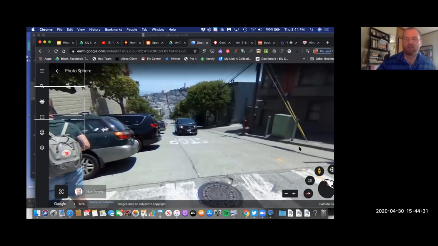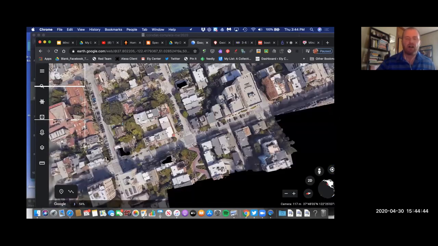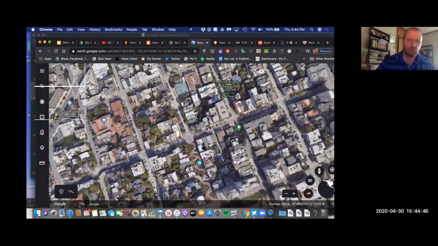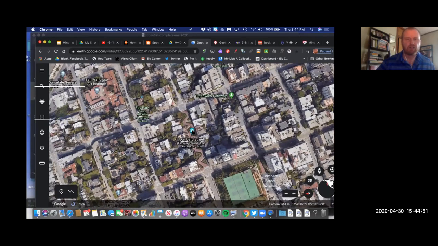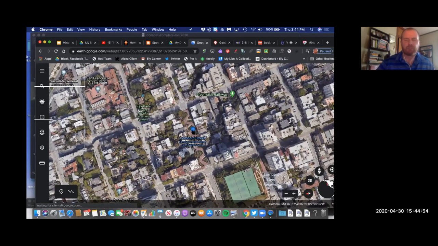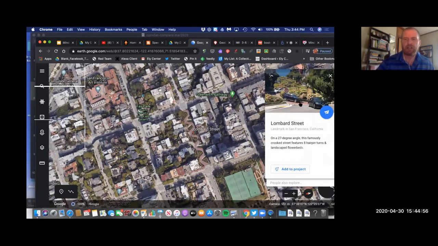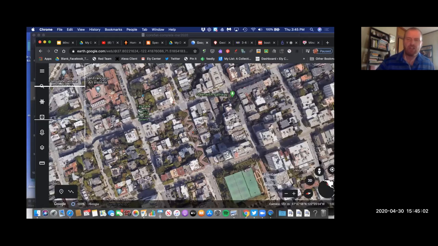So Google Earth is another option for thinking about visual places that you can bring students, and then using the icons to explore it. Here's actually Lombard Street, the windy street. I found this within Google Earth. They have some featured content, including some of the world's most famous streets. So that in itself could be a great list activity.